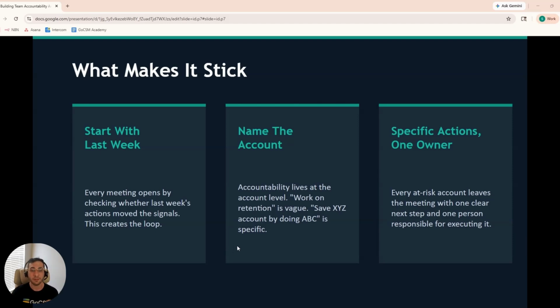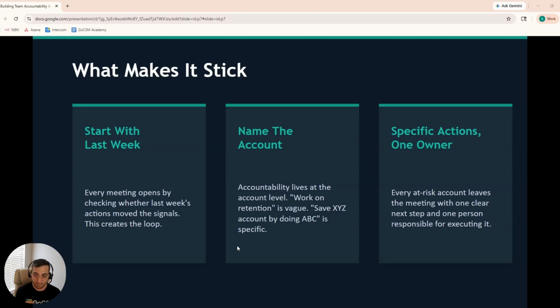Second, name the accounts. So accountability lives at the account level. And this is where the CSM takes action. Work on retention, for example, is a very vague instruction. Save this account, XYZ account, is much more specific. And when you know which account you're trying to save and which action item is tied to that saving effort, now the ownership is clear.